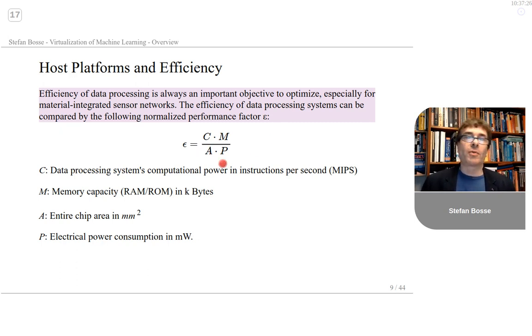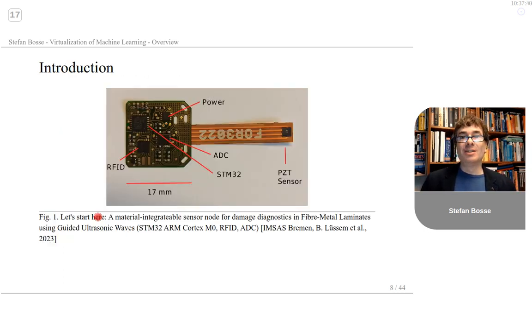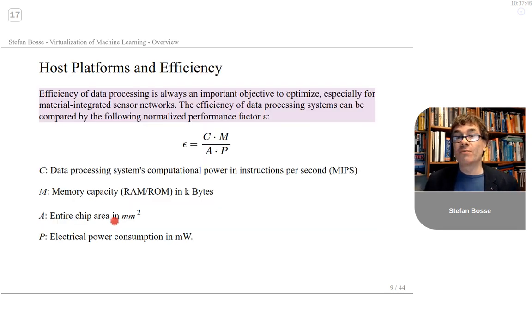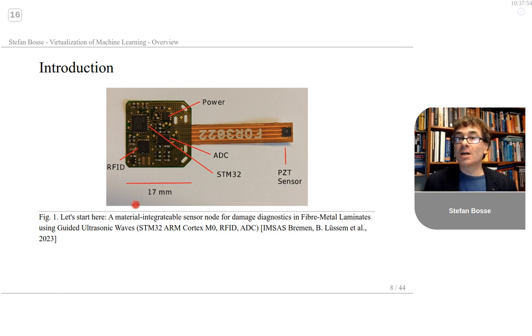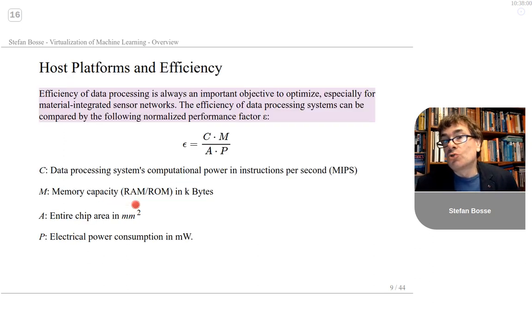It's the quotient and the product of the data processing system's computational power in instructions per second, MIPS, the memory capacity, RAM and ROM together in kilobytes, the entire chip area. Here you see a material integratable sensor node, and so the size of the computer is very important, and the electrical power consumption required to compute something. Of course, if you have RFID and harvest the energy from an electromagnetic field, you are very limited in the choice and the selection of microcontrollers that are capable to be powered by RFID.